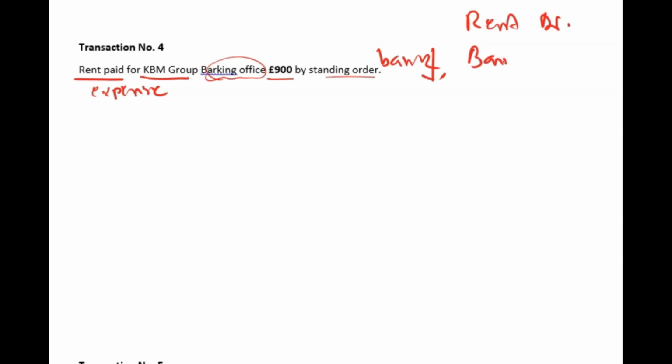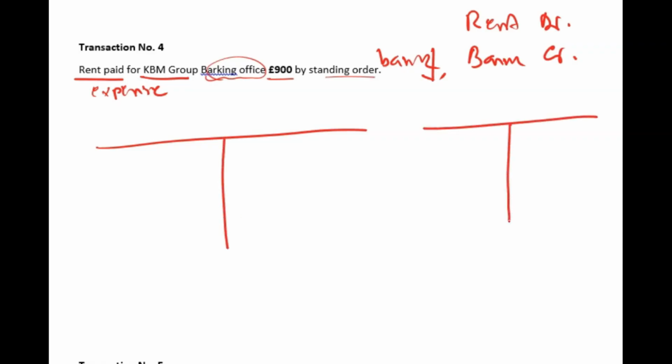Okay, it says rent paid by KBM Group, Barking office. Barking is in East London. 900 by standing order. A standing order is a bank payment. So rent is an expense. Yeah, expenses are debit. So rent, debit, and your bank going down. So bank credit, as you already know by now. These are just more practice we're doing. You got to open a rent account. You got to open a bank account.